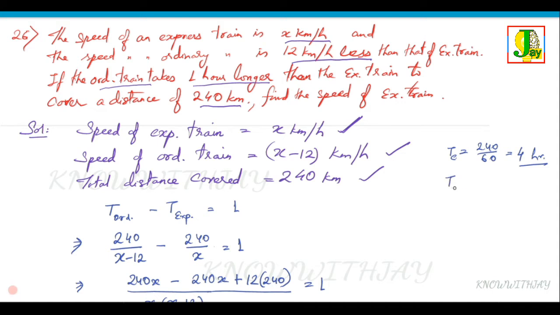Now the time taken by the ordinary train, we get 240 divided by 60 minus 12, so that's 48. And that takes, 48 goes into 240, 5 times. So it takes 5 hours. That's 1 hour more than the time taken by the express train. Hence, we can see that the condition is fulfilled based on the answer we have got. That means our answer is correct.